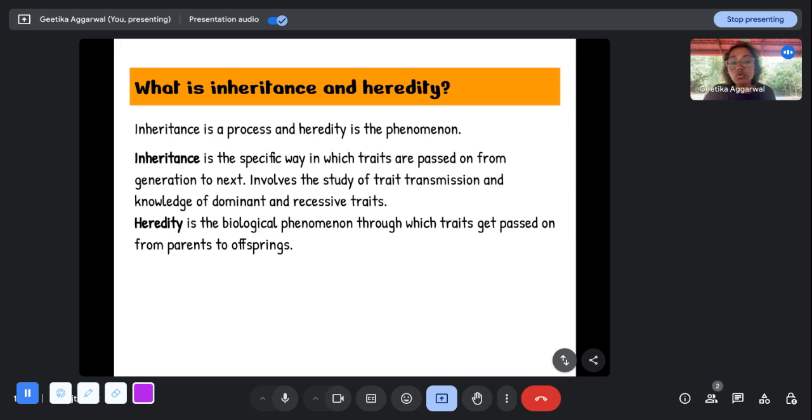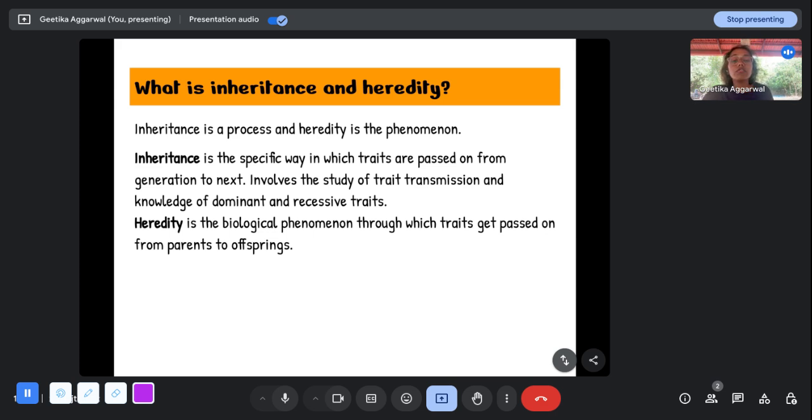It is important for us to know that some of them are dominant traits, some of them are recessive traits, and we'll discuss these in more detail later when we talk about Gregor Mendel's experiments. But inheritance is this process, the specific way in which the traits are being passed on from one generation to the next.